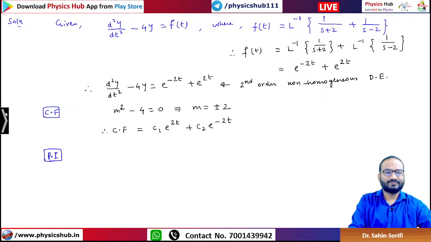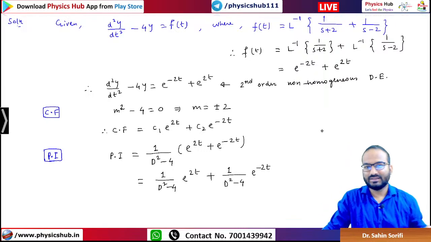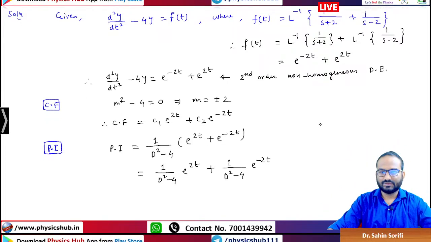What is the particular integral? PI equals, this is D square minus 4, so 1 upon D square minus 4 into f of t, e to the power 2t plus e to the power minus 2t. Now let's just separate them. 1 by D square minus 4 e to the power 2t plus 1 upon D square minus 4 e to the power minus 2t. Let me know if at any step you find it confusing or have any question.